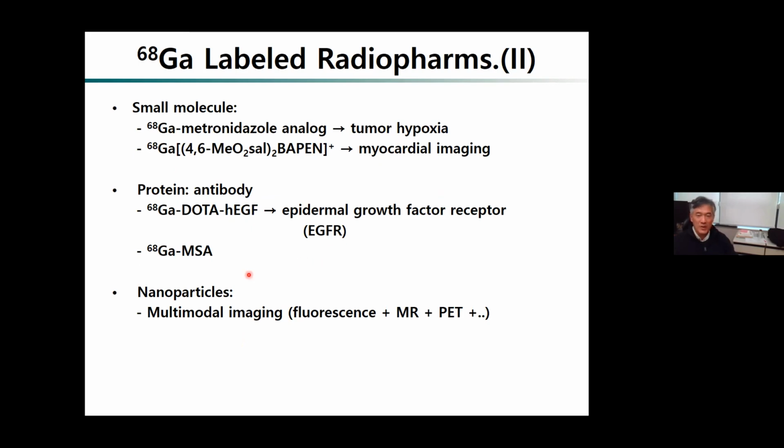And sometimes we can label with antibodies, but the gallium half-life is too short for antibody imaging. But in our case, we labeled mannosylated serum albumin with gallium-68, and we can see the lymphatic pathway in the human body. And also nanoparticles can be labeled with gallium-68.